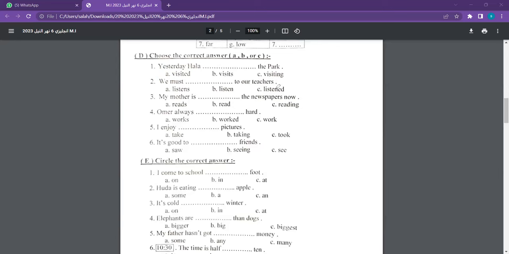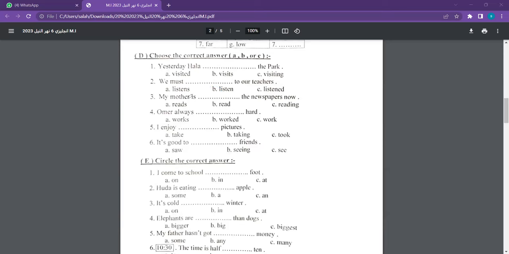Listens, listen, listened. Which one is right? No, the verb will be infinitive. What is the meaning of infinitive? Infinitive means a verb without anything, without S, without ED, just the verb. Listen. Yes, very good. We must listen to our teachers, because we have must. And with must, I will put just the verb without anything. I didn't say we must listens. No, that is not right. I will say just we must listen, okay?